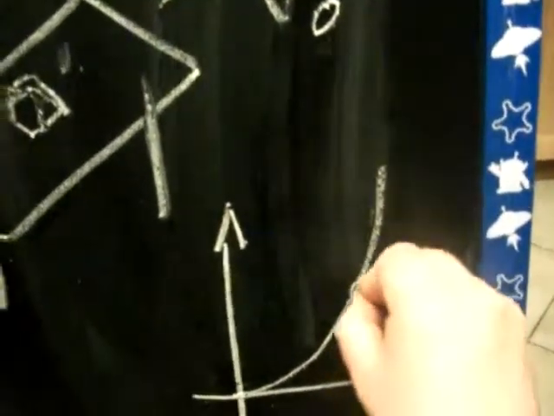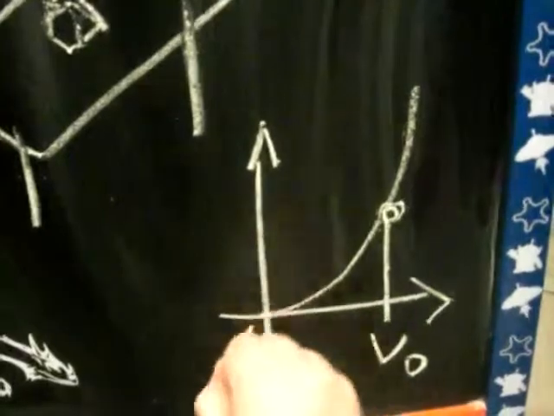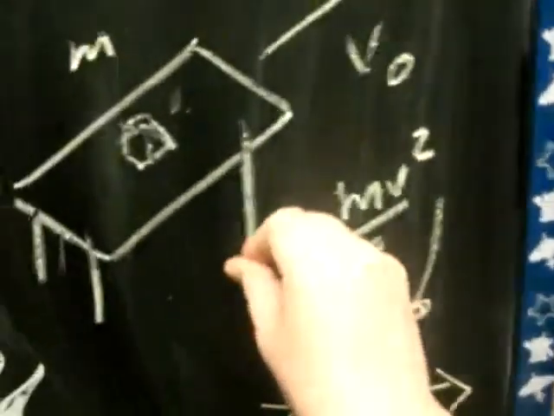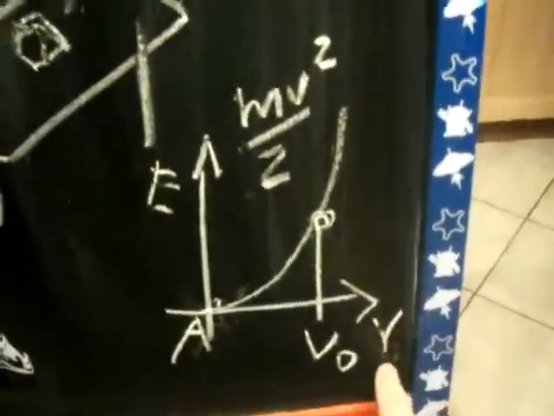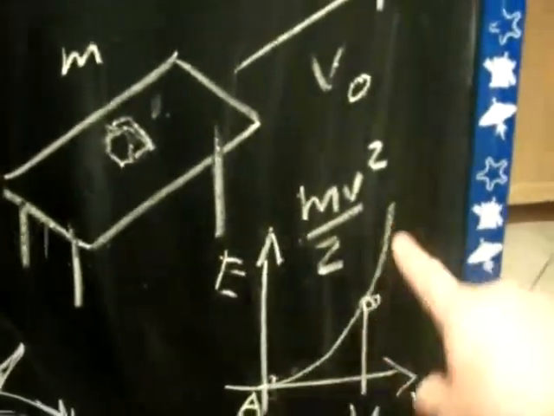Velocity V0 exists, so the table and the mass are in that position. This is V0 and this is A. This is point A. This is the kinetic energy graph for mass M: M V squared divided by 2. This is the velocity arrow, this is the energy arrow, this is the kinetic parabola.